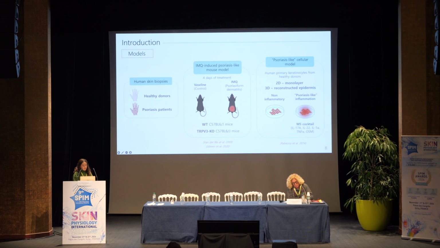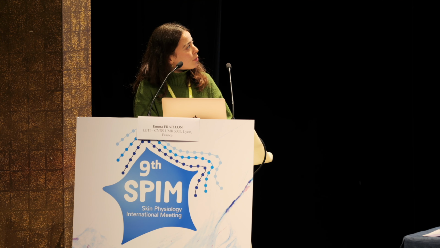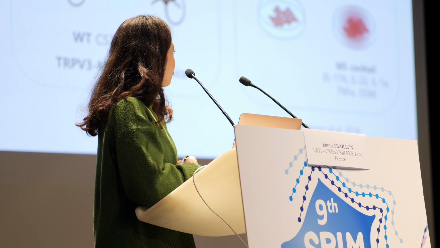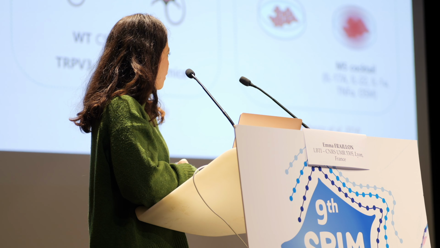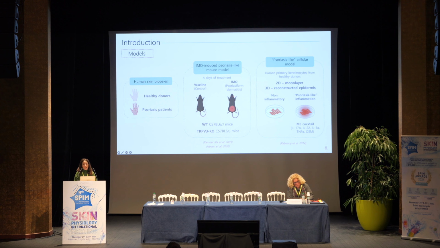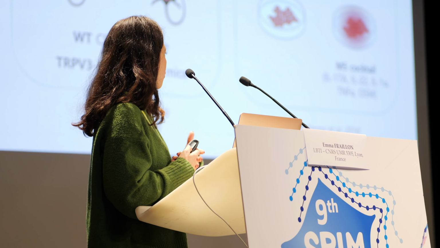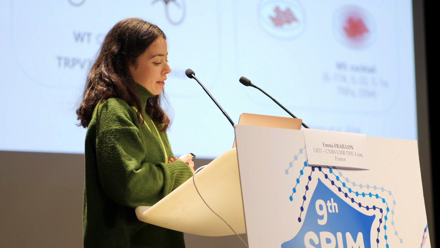Finally, we also have a psoriasis-like cellular model consisting of the culture of human primary keratinocytes derived from healthy donors that we put under a psoriasis-like inflammation by using a cocktail of 5 pro-inflammatory cytokines known to act in synergy to mimic a psoriasis-like phenotype in vitro. And this is called the M5 cocktail.